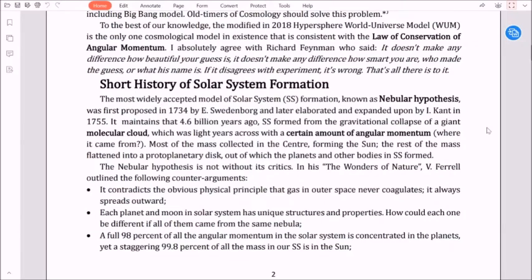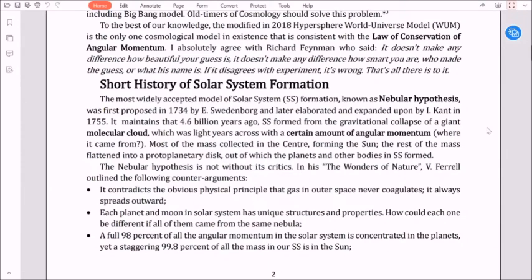I absolutely agree with Richard Feynman, who said, "It doesn't make any difference how beautiful your guess is. It doesn't make any difference how smart you are, who made the guess, or what his name is. If it disagrees with experiment, it's wrong. That's all there is to it."